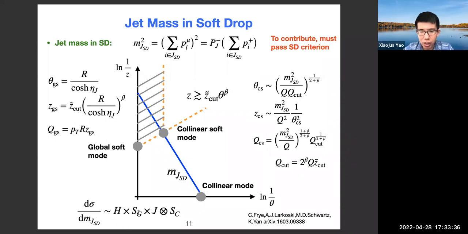And in the factorization, we have the global soft scale controlling the overall normalization. And again, we have a hard function controlling the initial production of the high energy parton. Okay, and this is soft drop and the jet mass in soft drop.